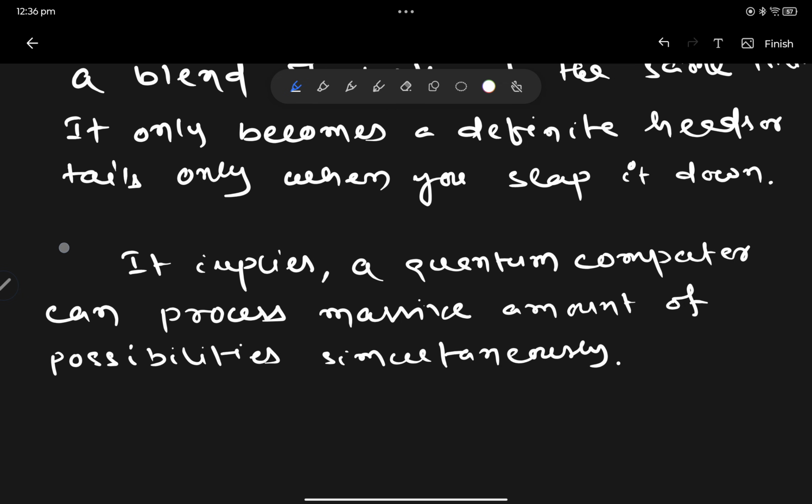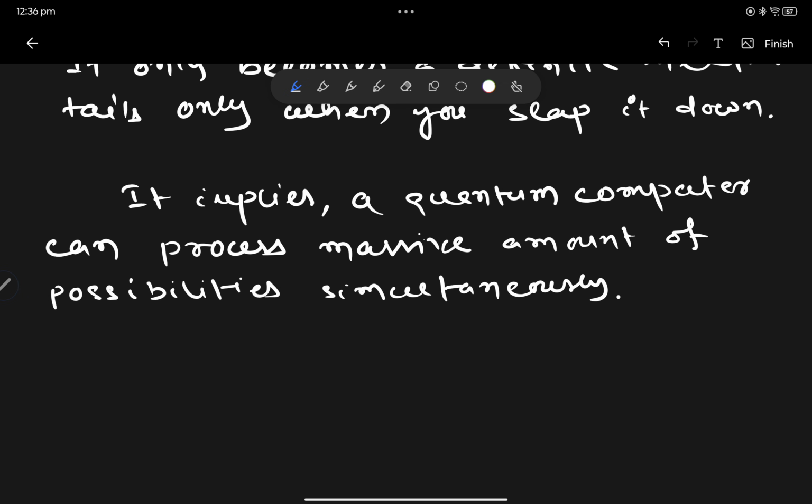Fine. Now coming to the quantum computer, the application part. The quantum computer can process a massive number of possibilities simultaneously. It is not restricted to this or this, but to a superposition of both.